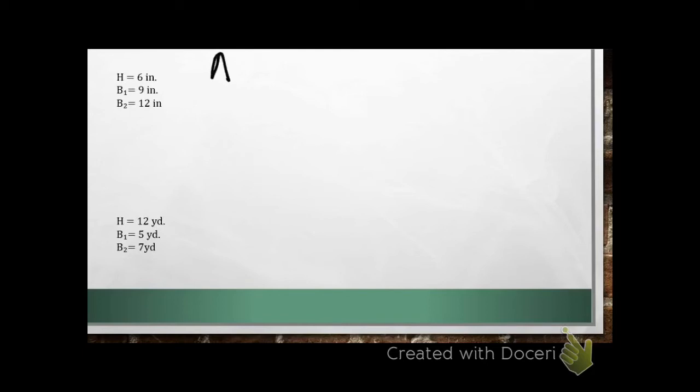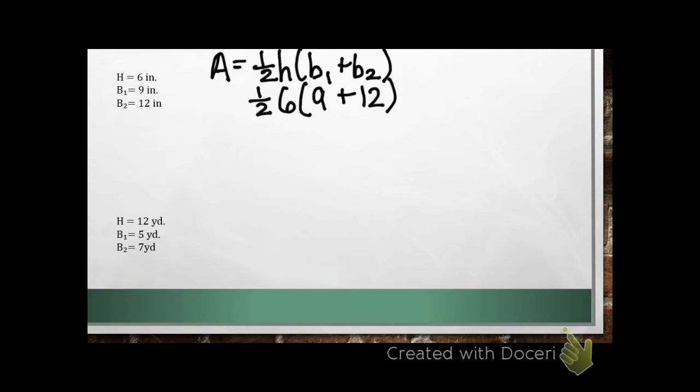So I'm going to start with my formula. A equals 1/2 of the height times base 1 plus base 2. I'm going to go ahead and solve as normal. 1/2 of the height is 1/2 times 6. My first base is 9. My second is 12. I'm going to take care of what's in parentheses first, and I have 9 plus 12 is 21. So 1/2 of 6 is 3 times 21. My area is equal to 63 inches squared.